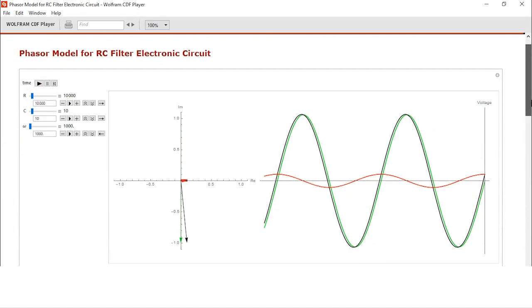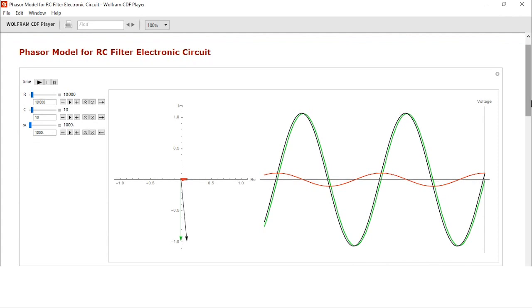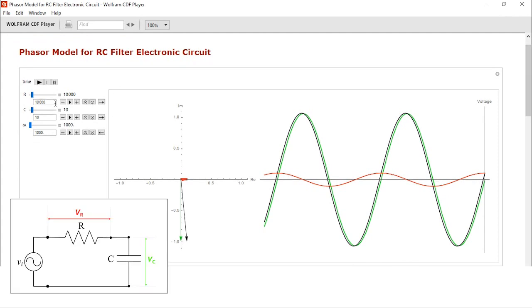So this is the response being shown for a typical RC circuit. The value of R is set here as say 10,000. The value of C is 10 nanofarads. So we're going to change the frequency and see how the output looks like.